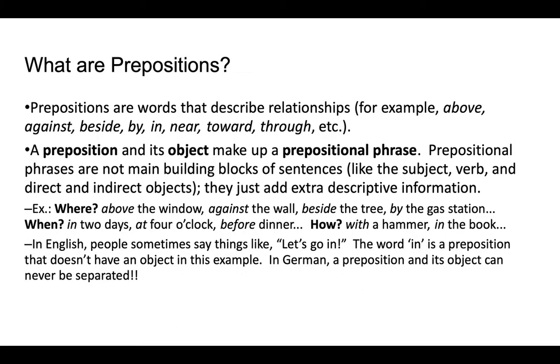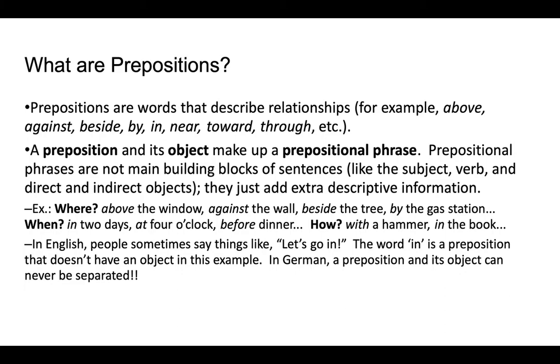One thing to know is in English, there's a difference in how we use prepositions between when we are doing something formal, like writing an essay for English, or when we're doing something informal, like speaking or posting on social media. When we're being informal, we can say things like, let's go in, and the word in that example is a preposition that doesn't have an object. There's no noun after it.